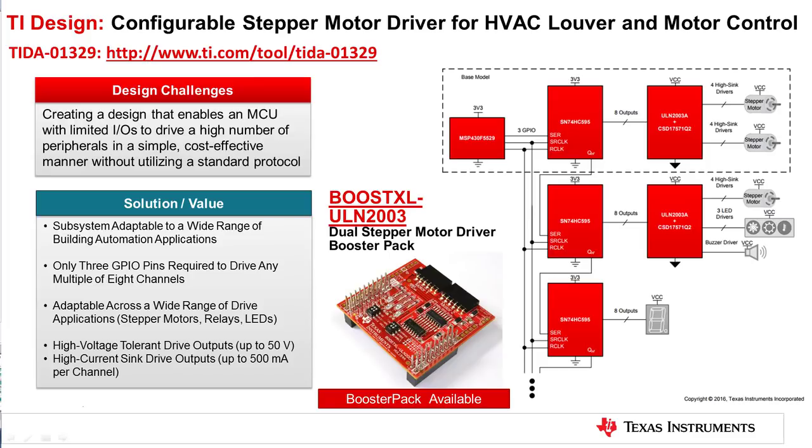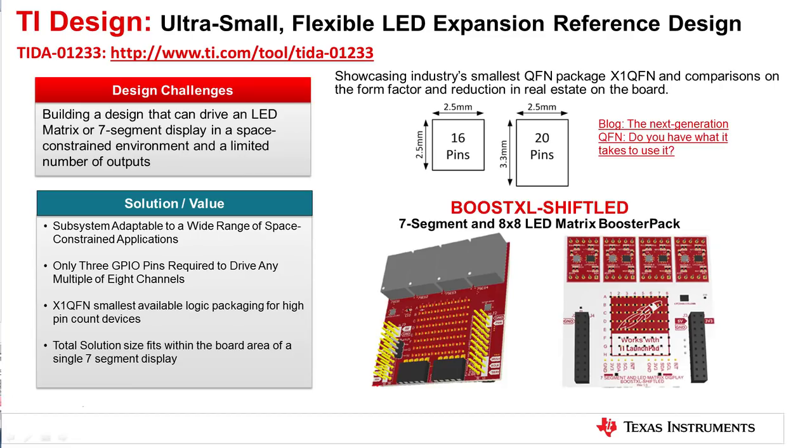A TI design and BoosterPack representing the use case for the shift register is shown here. It uses the HC595 combined with the ULN2003 low-side driver to drive stepper motors. This TI design is used in building automation for HVAC louver control. It can also be daisy chained with 2 other shift registers to generate 24 total outputs using just 3 GPIO inputs to control 7-segment displays, drive LEDs or buzzers, etc.